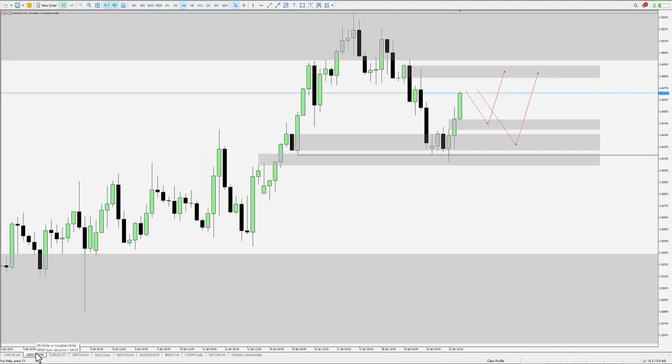So just to summarize, ideally looking for long opportunities on USD CAD from higher time frame discount, and looking for shorting opportunities on pound USD from higher time frame premium zone, and also looking for shorting opportunities on Brent crude oil.